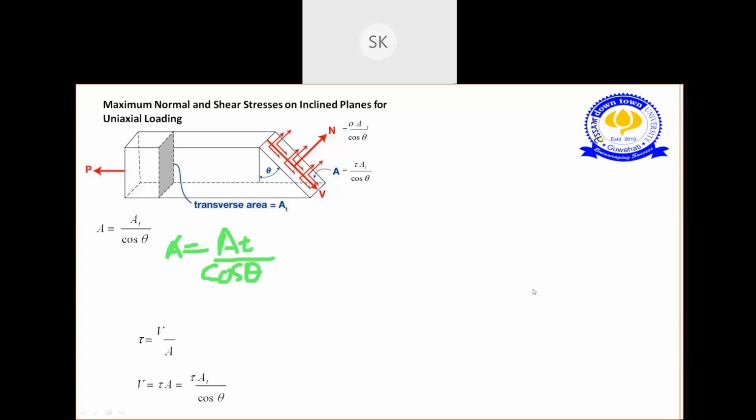Now, is it visible? I have written with green color A equals to AT by cos theta. Yes, okay. Hope you just understand.